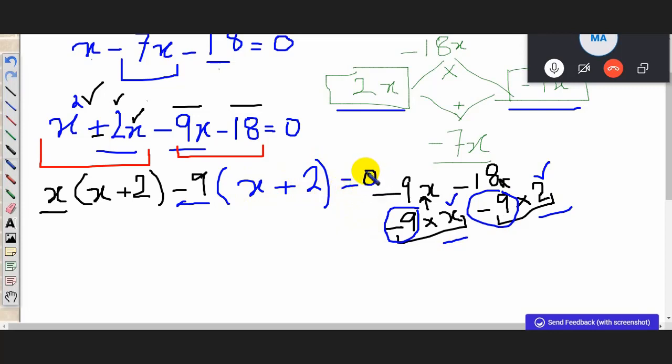When you are done with the first step in factorization, look at your question. These two brackets must be the same. If they are not, then there is something wrong. You need to check it again.